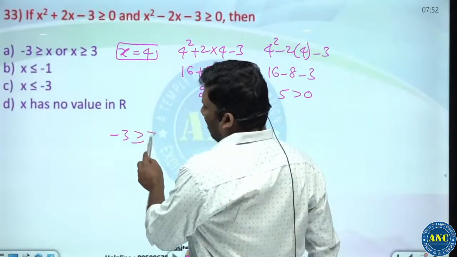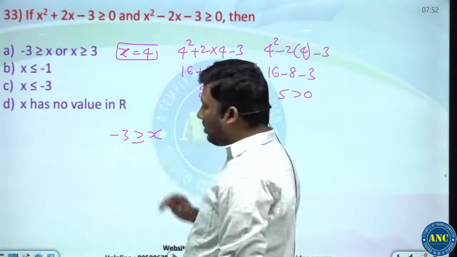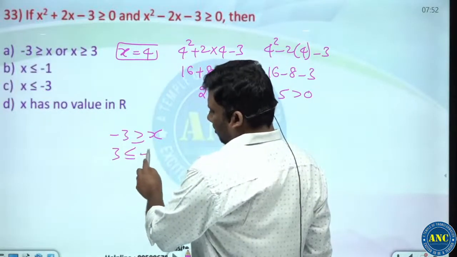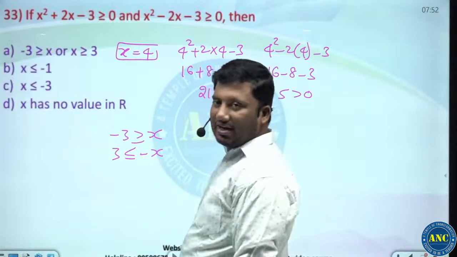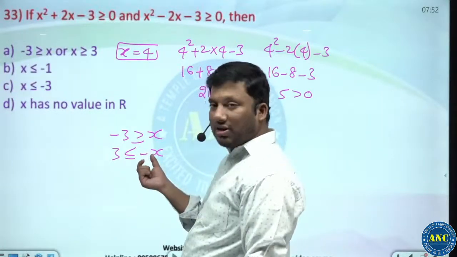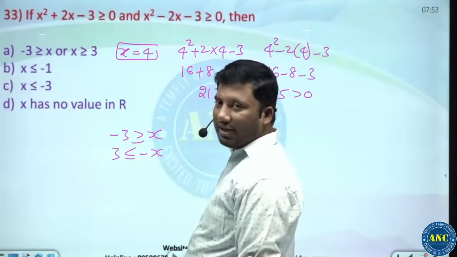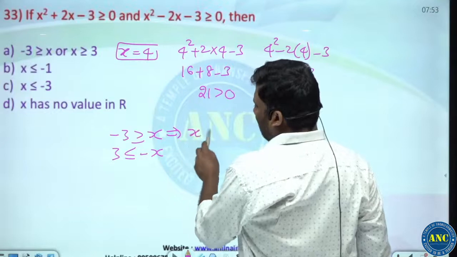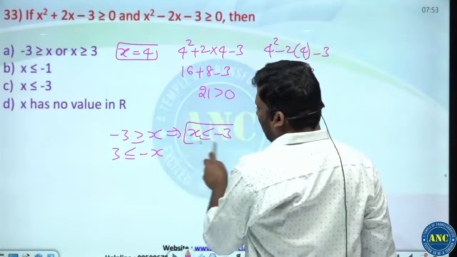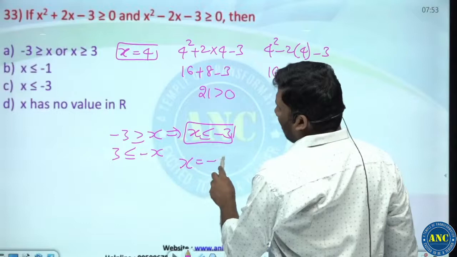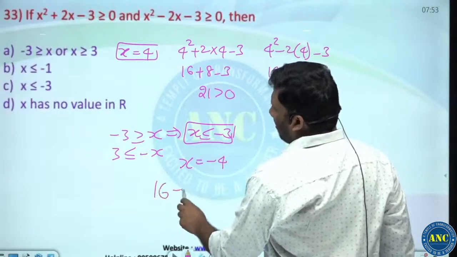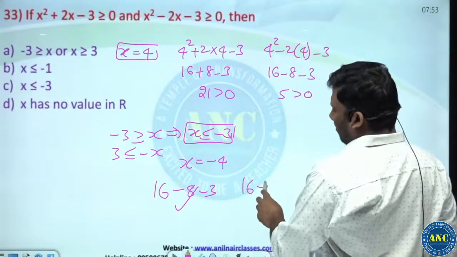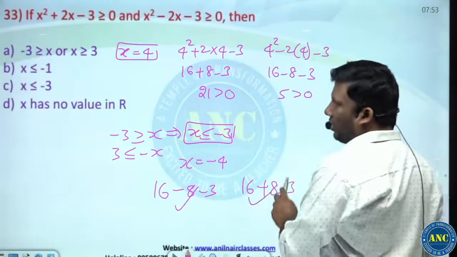Minus 3 is greater than or equivalent to x. Do it with negative, minus into minus plus: 3 is less than or equivalent to x. Substitute some value of x which satisfies this equation. Minus 3 greater than or equivalent to x means x is less than or equivalent to minus 3. Substitute x equivalent to minus 4: 16 minus 8 minus 3, it is greater than 0. 16 plus 8 minus 3, it is also greater than 0.